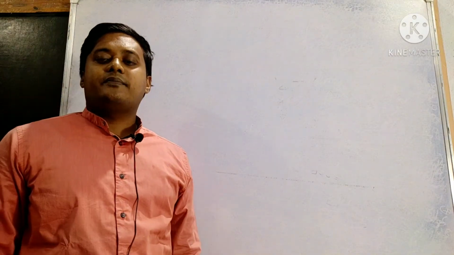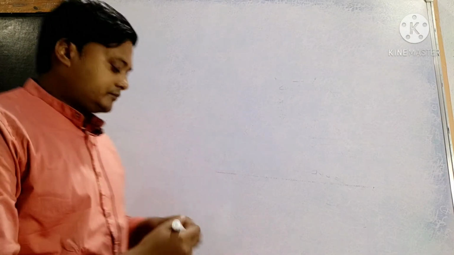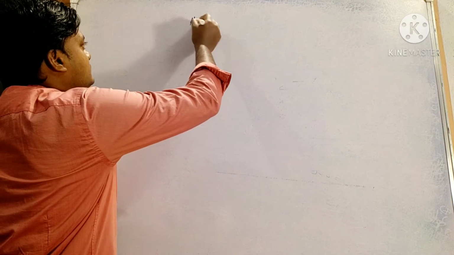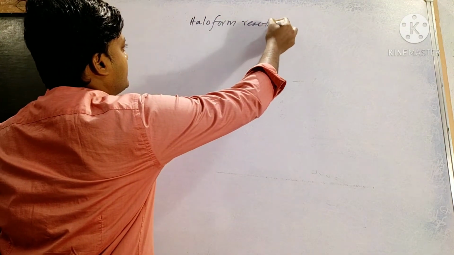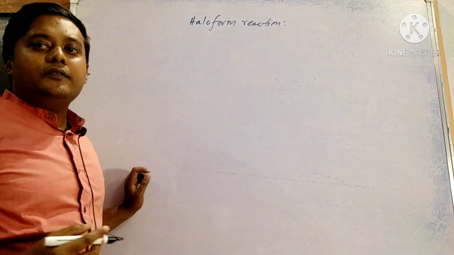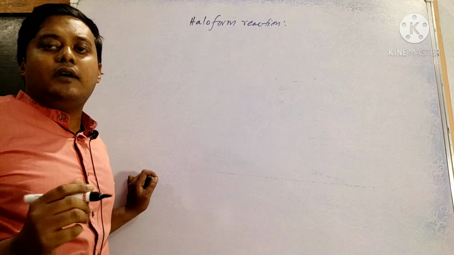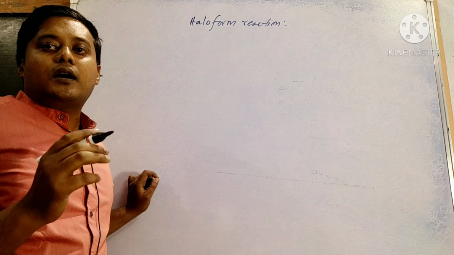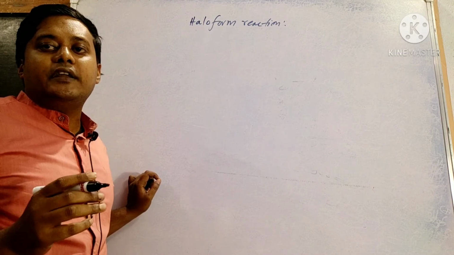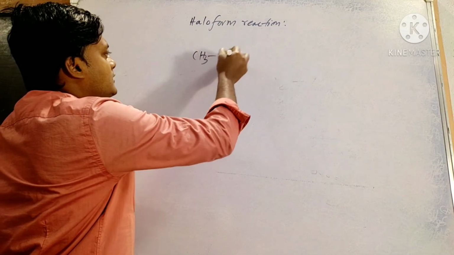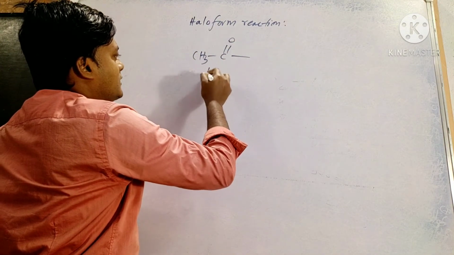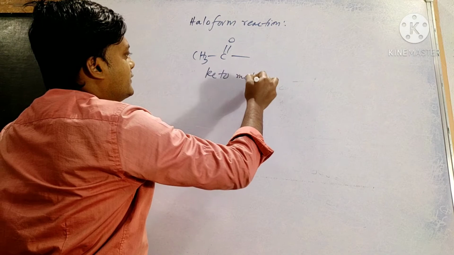Today we will discuss haloform reaction. First, you have to learn which type of compound undergo haloform reaction. Now, carbonyl compound containing ketomethyl group. Now, what is ketomethyl group? You see that CH3CO, that is called ketomethyl group.